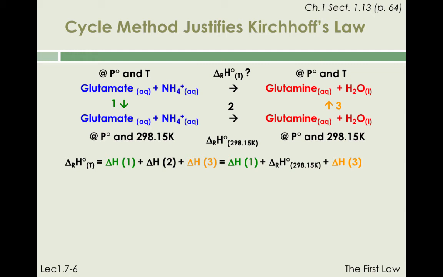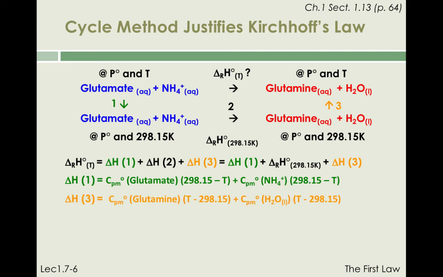Stages 1 and 3 are isobaric because reactants and products are always under standard condition, P equals P standard. In view of the above, we can write delta H for stage 1 as the sum of the C_P,m times 298.15 minus T for both glutamate and ammonium, and the delta H for step 3 as the sum of the C_P,m times T minus 298.15 for both glutamine and water.